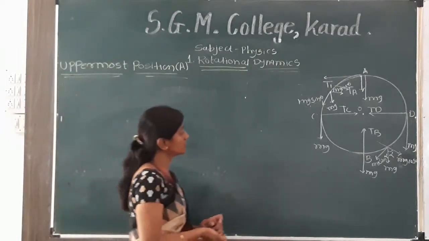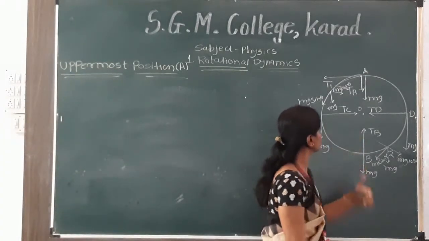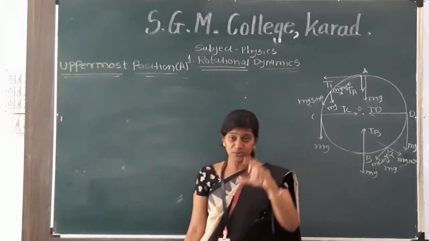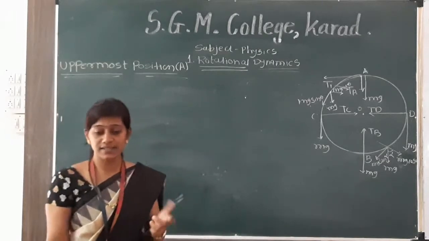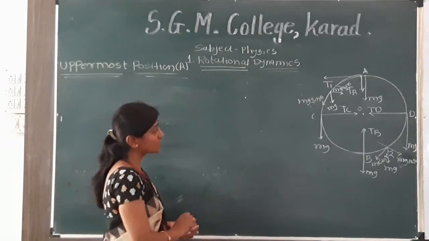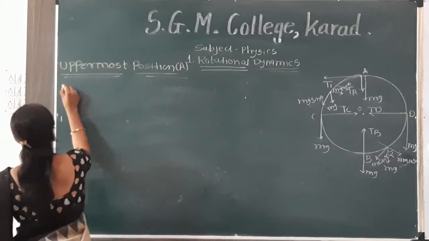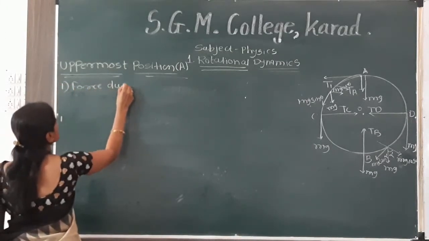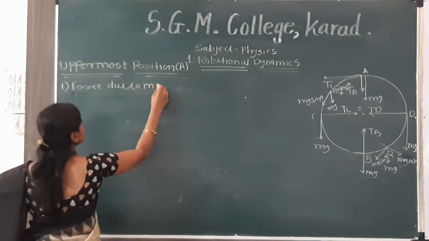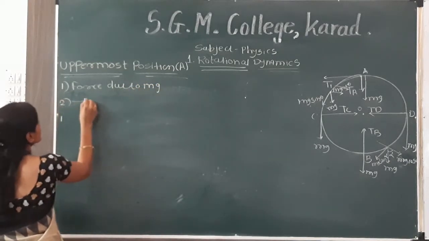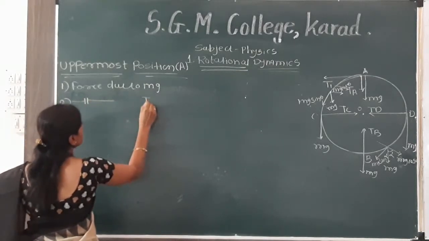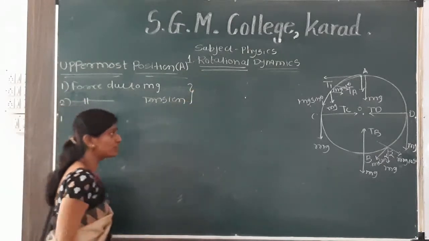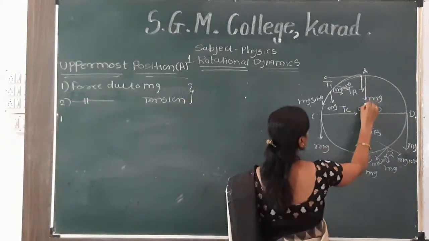Let me talk separately about that fourth position. See that uppermost position, that means A is the uppermost position in UCM, otherwise it is an upper point. Here at that point two forces are present. First is the force due to weight mg, and second is the force due to tension. See, those two forces both are vertically downward toward the center.